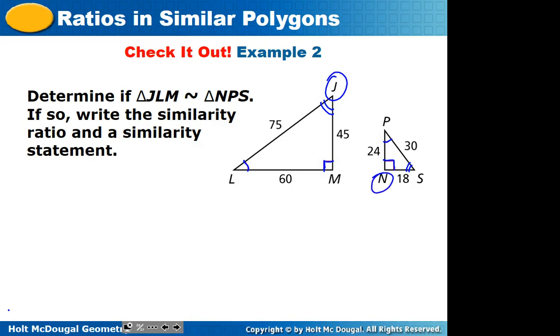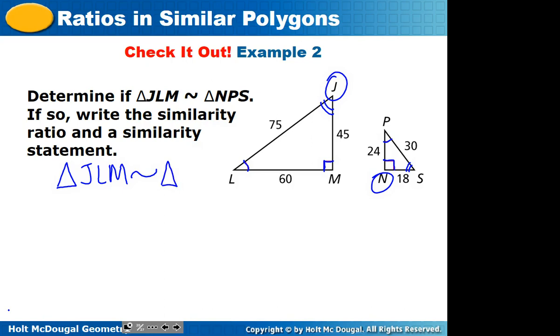So first thing, this is like an error analysis problem, y'all. The similarity statement that's on the page right here is not correct, so let's fix that first. We can keep the first part of this, JLM, and we have to figure out what it's similar to, though. So let's look back over here.